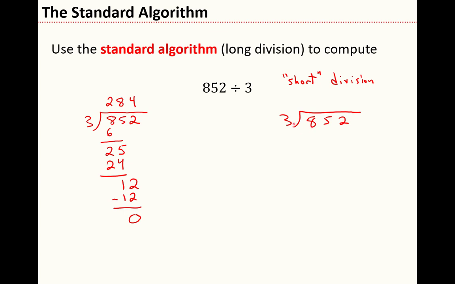So here's how short division works. 3 into 8. 3 goes into 8 2 times. So 2 times. And I think to myself, 3 times 2 is 6. Oh, but 6 doesn't quite reach 8. I've got 2 left over. So I'm just going to write my 2 as a little subscript in front of the 5.